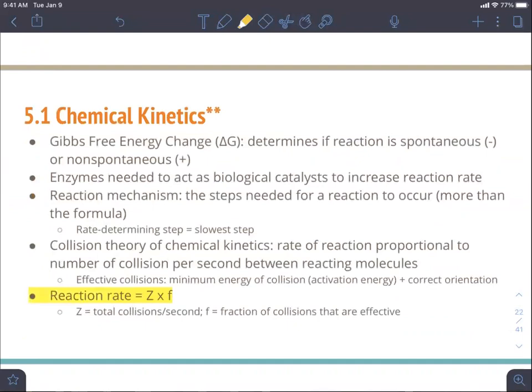So firstly, Gibbs free energy change, delta G. You'll see delta G a lot. It basically determines if a reaction is spontaneous or non-spontaneous. If it's spontaneous, the delta G will be negative. If it's non-spontaneous, it will be positive. We'll find out why.